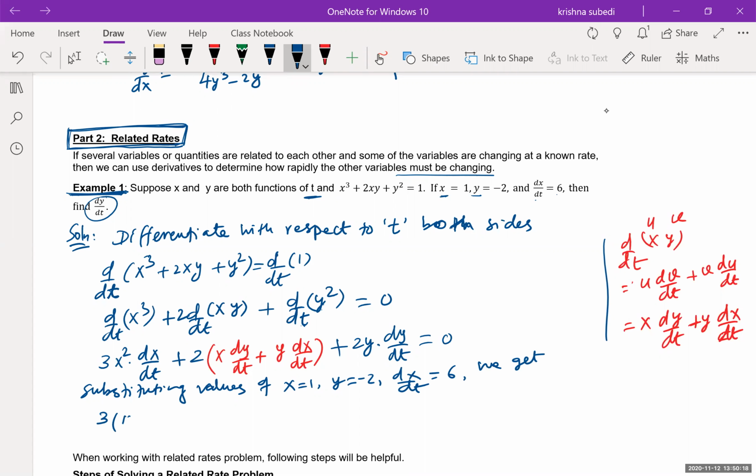We get 3 times x, which is 1 squared, times dx over dt, which is 6, plus 2 times x, which is 1, times dy over dt, that's what we want to find, plus y, which is -2, times dx over dt, which we already know is 6, plus 2y, y is -2, times dy over dt, that's what we want to find, equals 0.